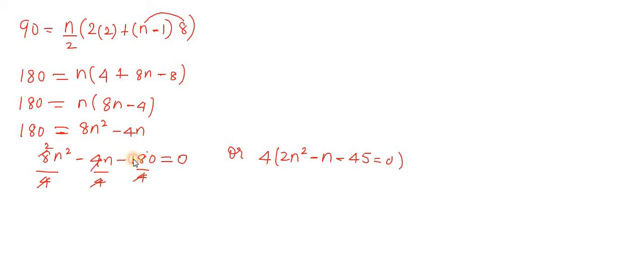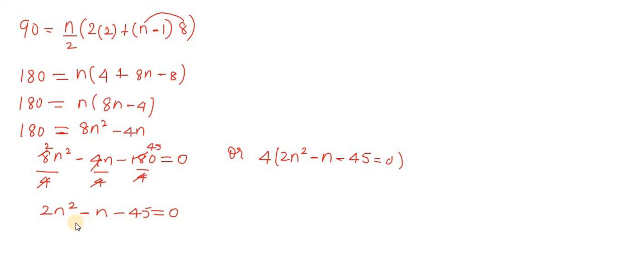So here 4 ones are 4, 45s are 45. So then you can write here 2n square minus n minus 45 equals 0. Now do you remember the quadratic equation we studied in the first chapter? There we know how to split the middle term and how to find the roots of the quadratic equation. Even this also looks like a quadratic equation, right?